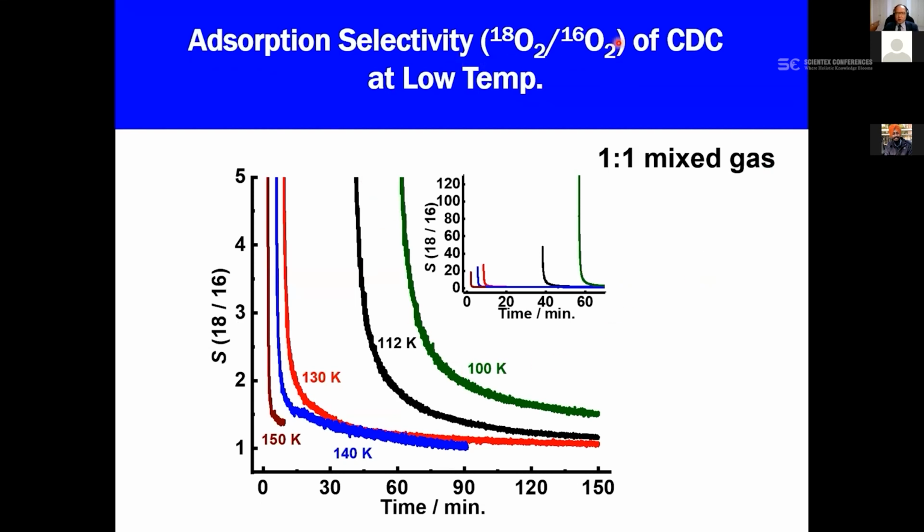The adsorption selectivity of these 18 and 16 of CDC at various temperatures is shown here, 100 Kelvin, 150 Kelvin. At 100 Kelvin, which is low enough, plenty of the internal strong adsorption sites for argon 18 work. Then the high selectivity continues for a longer time.